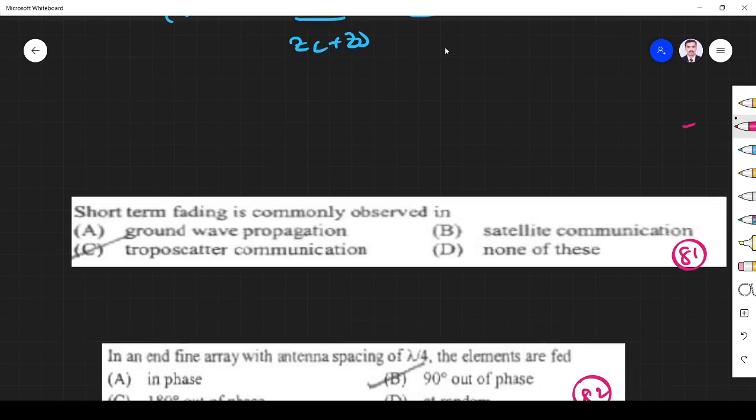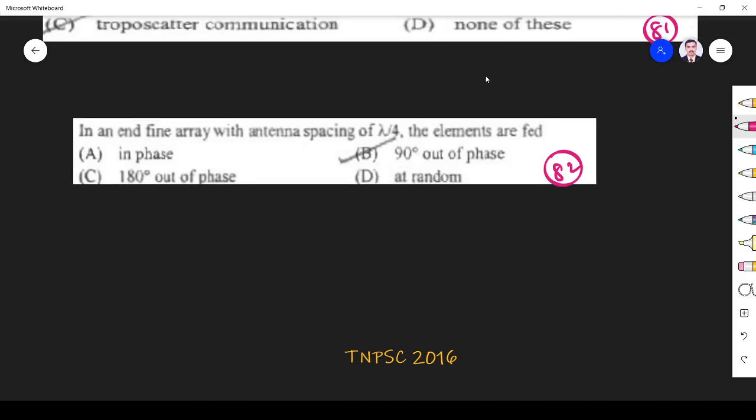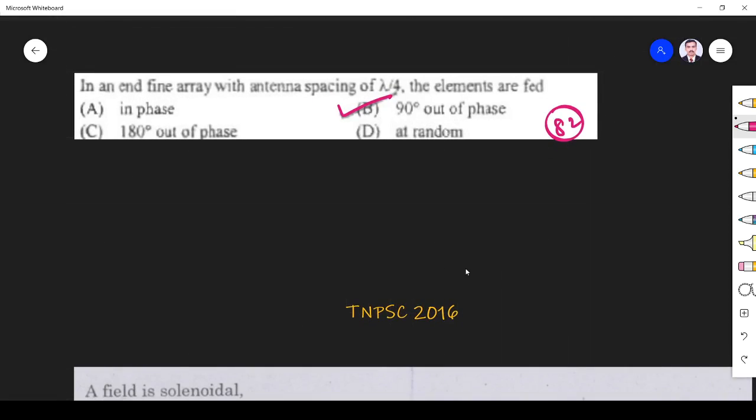Next question, short-term fading commonly observed in, we know it is directly troposcatter communication only. Okay, in the end-fire array with antenna spacing of lambda by 4, the elements are fed with 90-degree out of phase. These are all direct questions, so in end-fire array, the elements are 90-degree out of phase.